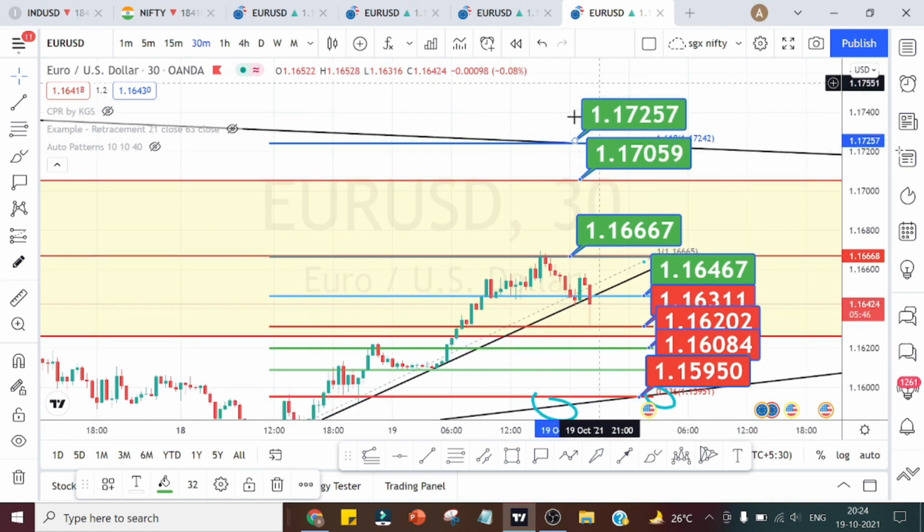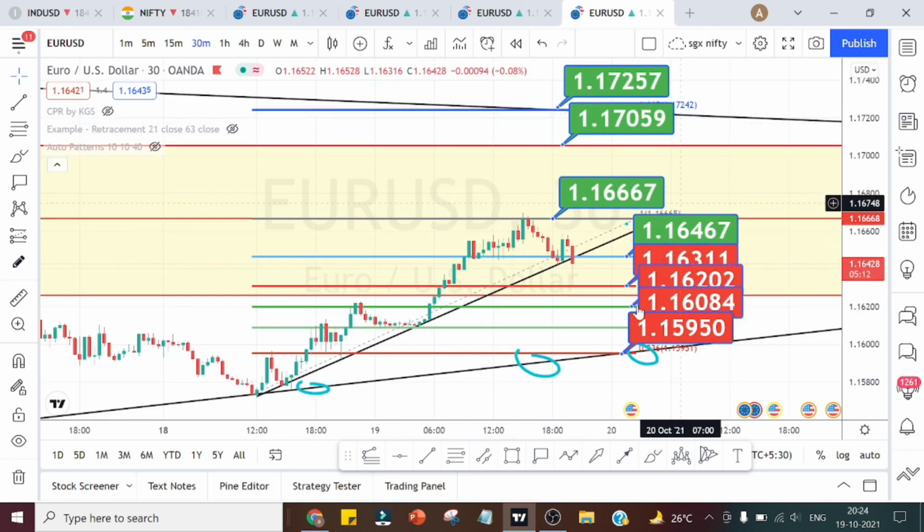If it breaches this level, we can clearly say that the Euro USD currency pair is on the uptrend. Presently in the higher time frame, it is in the downtrend, whereas in the lower time frame, that is in 30 minutes or hourly time frame, it is on a temporary uptrend. These are all the ranges for short-term trading. These ranges are valid only for 24 hours.